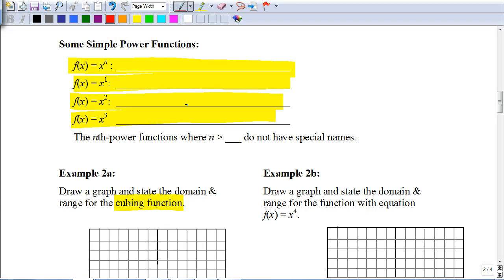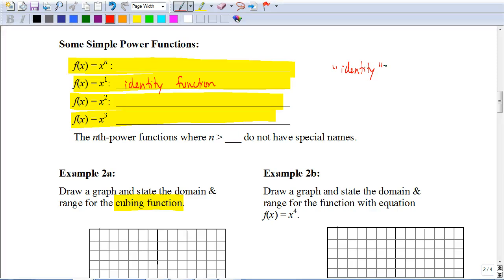So we're going to skip x to the nth for right now. But let's look at the first one here. X to the 1st power is what we call the identity function. Now let's talk about this term identity. Identity just means that in math, it's what would we do to a number for it to stay the same.